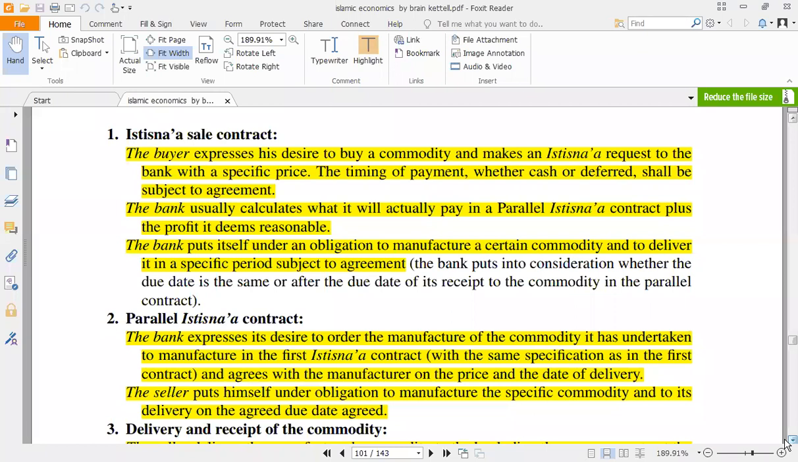जो istisna का first step है जिसमें बैंक as a seller work करता है, that is the part of the sale contract. इसमें क्या होता है, बायर बताता है बैंक को कि मुझे ये कमोडिटी चाहिए, इतनी इसकी कास्ट होनी चाहिए. ओके, बैंक क्या करता है, उसके साथ डिसाइड कर लेता है, ठीक है मैं बना दूंगा, टाइम पेमेंट की टाइमिंग कैश होगी, डेबिट होगी, वो भी ठीक है.